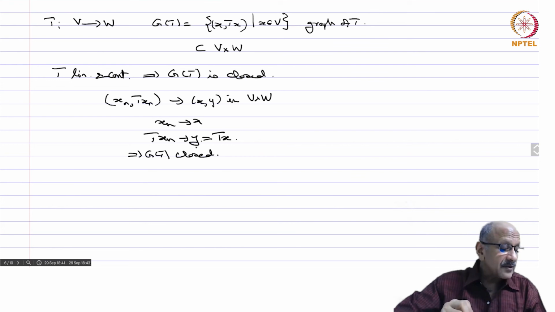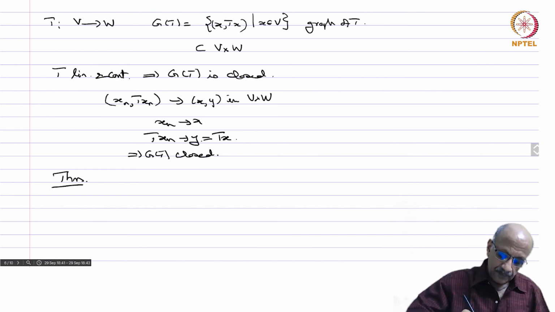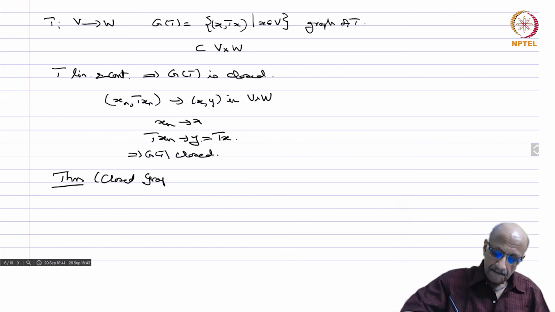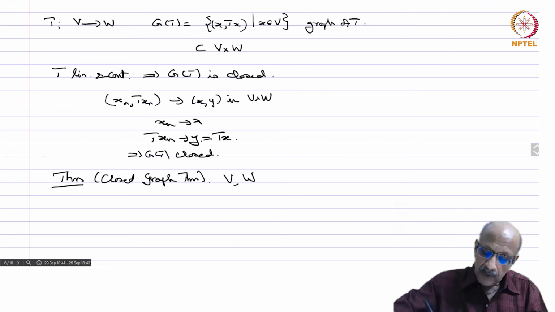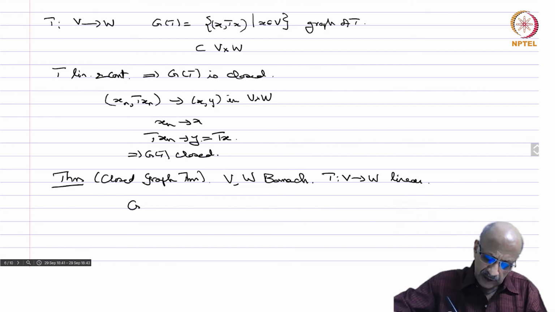The beautiful thing is the converse is also true. Okay, so this is the theorem. So this is the closed graph theorem. So V, W Banach, T from V to W linear, GT closed implies T is continuous.